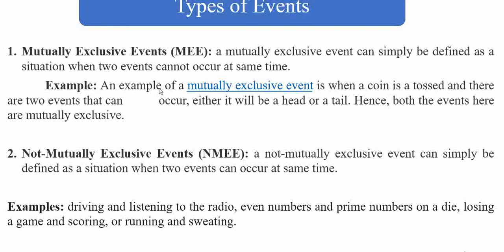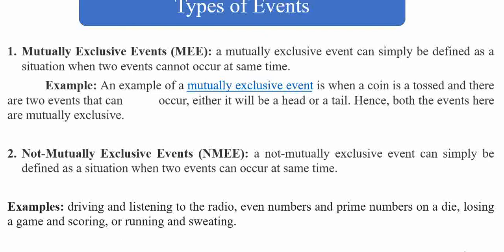An example of mutually exclusive events is when a coin is tossed and there are two events that can occur, either it will be head or tail. Hence, both the events are mutually exclusive. They cannot occur together. So this means that they are mutually exclusive events. You can make a lot of examples, success and failure, and you can make other examples from real life as well.